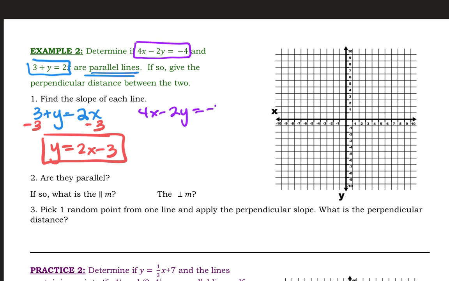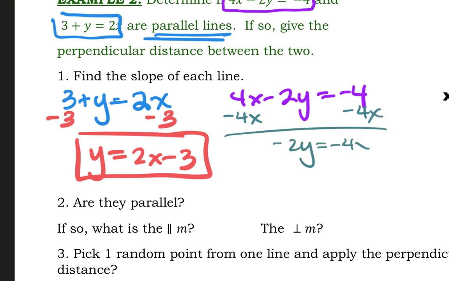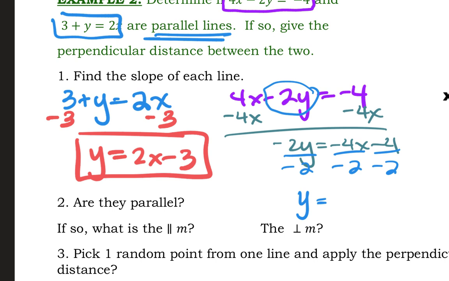What should I move over if I'm trying to get this into slope-intercept form? All right, let's subtract the 4x. That's negative 2y equals negative 4x minus 4. What do I have to do to everything? Divide everything by negative 2. Don't lose that negative. That negative's in front of that 2. All right, so y is equal to, what's our equation? 2x plus 2. Good. Do y'all agree that the slopes are the same?